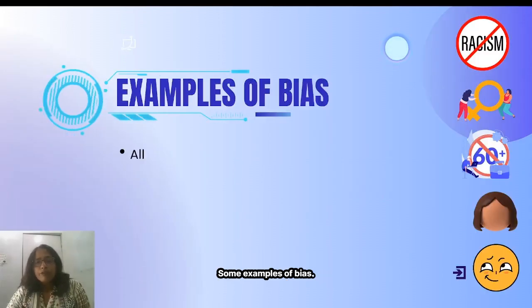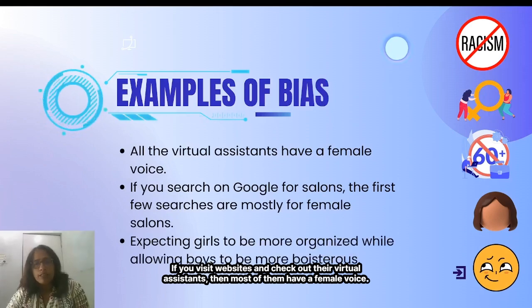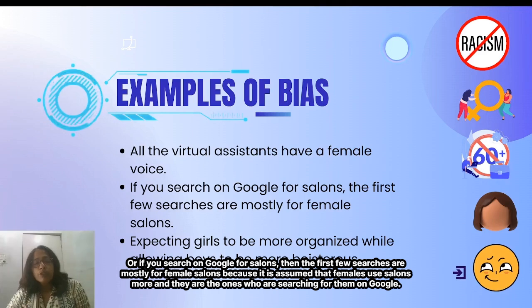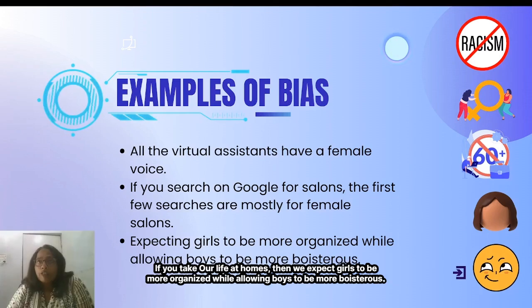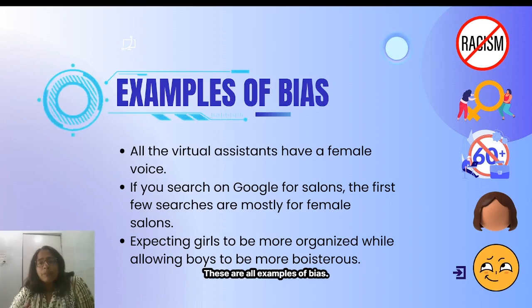Some examples of bias: if you visit websites and check out their virtual assistants, then most of them have a female voice. Or if you search on Google for salons, then the first few searches are mostly for female salons because it is assumed that females use salons more and they are the ones who are searching for them on Google. If we take our life at homes, then we expect girls to be more organized while allowing boys to be more boisterous. We expect people beyond a certain age to be less healthy. These are all examples of bias.